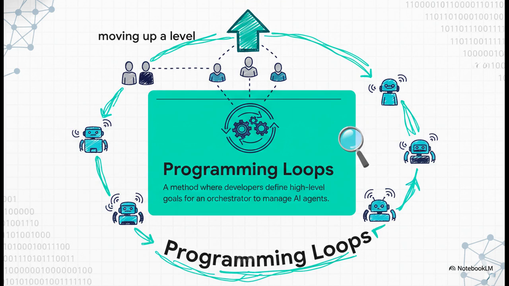So the solution is to move up a level. We need to stop managing individual agents and instead start programming loops. Now this is really the key. In this model, your job as the developer changes completely. You just define the high-level goals. You set the success criteria. And then a system, an orchestrator, takes over and manages all the different agents needed to actually get the job done.